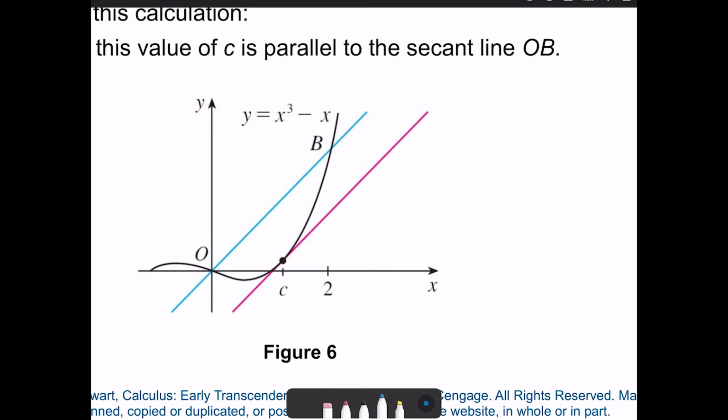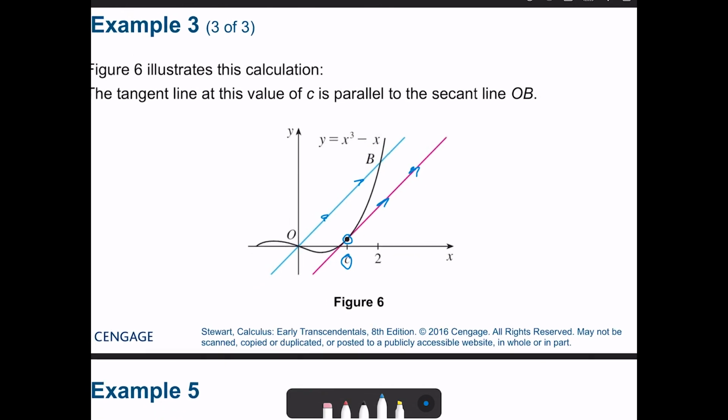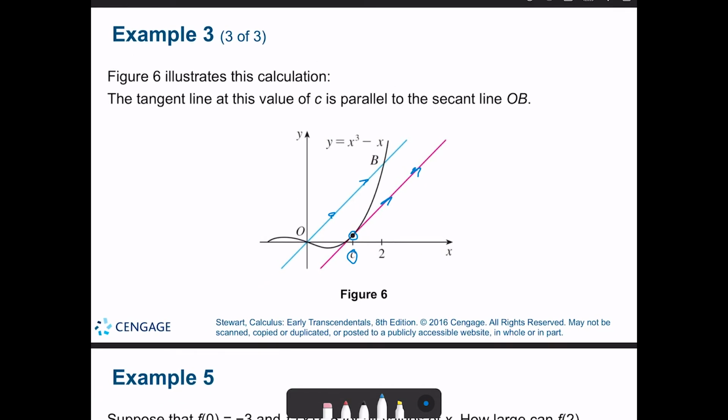And here is our x-coordinate c that puts us at a point on our curve where the tangent line is parallel to the secant line. Kind of cool that that is always going to happen at least once on that closed interval.